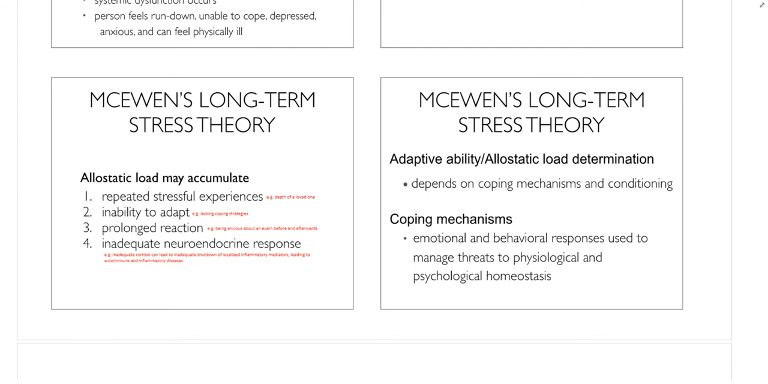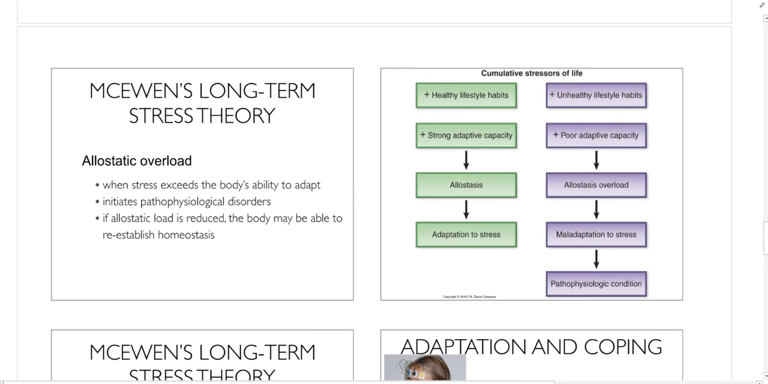So our adaptive ability, or allostatic load, really is dependent upon the severity and quantity of the stressors that we experience, but then also how we are able to manage those stressors as they come up, which also really is dependent upon the number and quality of resources that each individual may or may not have at any given time. And through using coping mechanisms. So we can then have allostatic overload when the stress exceeds the body's ability to adapt, and will initiate pathophysiologic disorders. But if that allostatic overload is reduced, depending on how severe it's been and how prolonged it's been on that person, then they may be able to reestablish a healthy level of homeostasis.